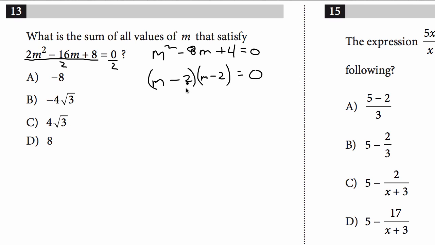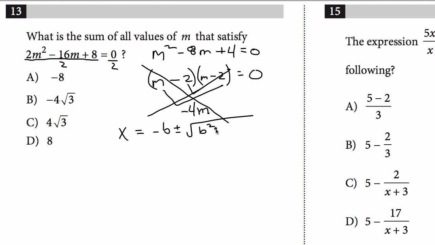But the problem is when you do your inner and your outer, you don't get -8. You get -4m. So something's wrong here. This is not the right double bubble. So what do you do in a situation like that? Well, you use your quadratic formula. X equals -b plus or minus radical b squared minus 4ac all over 2a, right?